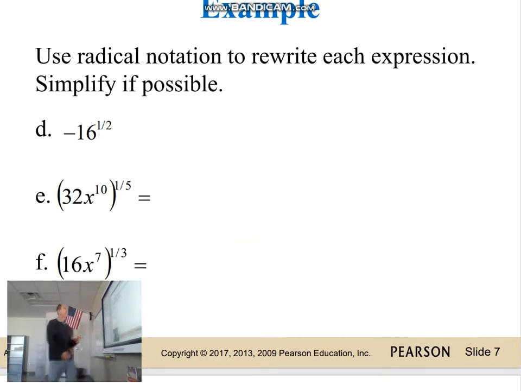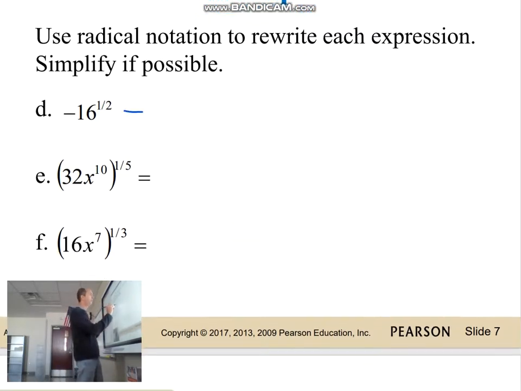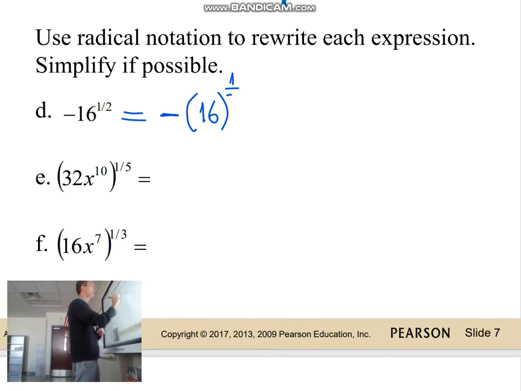Another example, check this. Simplify if possible. Negative 16 exponent 1 over 2, and you have to pay attention because only the 16 is submitted to the exponent 1 over 2. It's like you have a negative and then only 16 is submitted to the exponent 1 over 2. That means this negative sign, when you represent it as a root, is going to be in front of the root, not inside of the root. The square root of 16 is 4, so the answer is negative 4, okay?